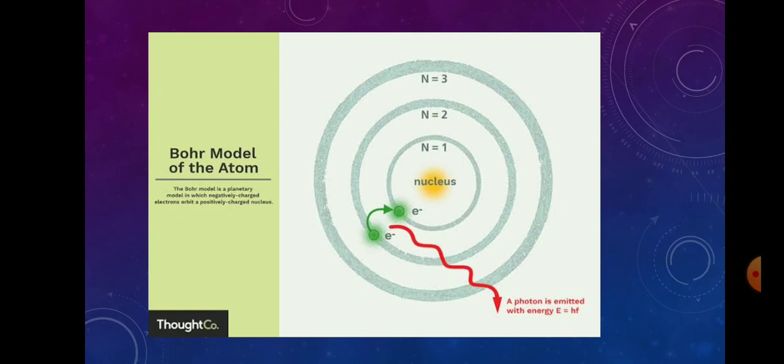Bohr model of the atom. The Bohr model is a planetary model in which negatively charged electrons orbit a positively charged nucleus. A photon is emitted with energy E equal to h nu.